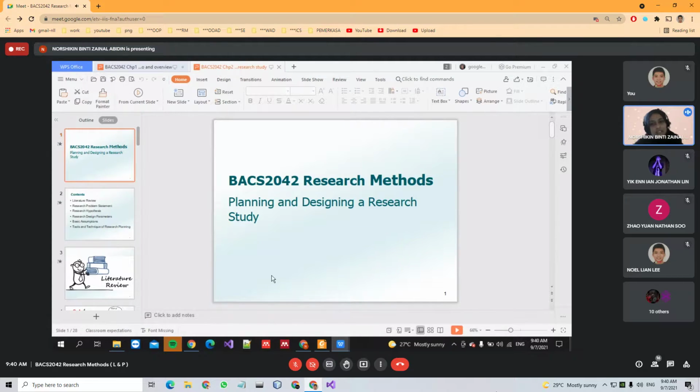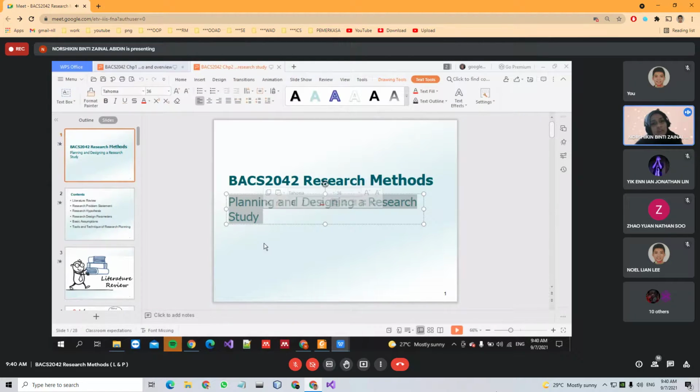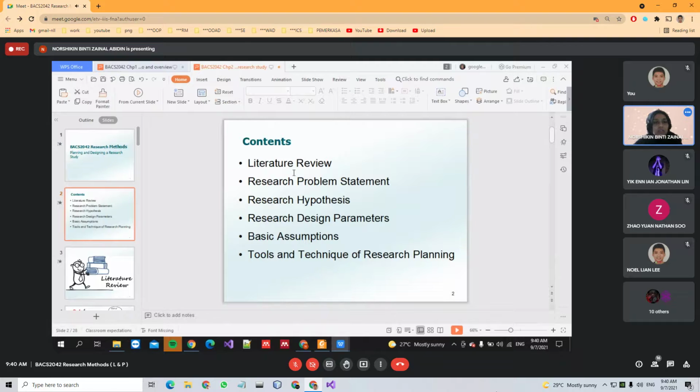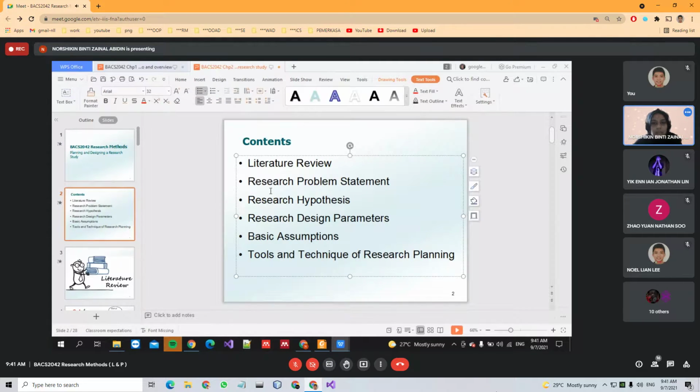Planning and designing is not the first phase of your research, but it is a phase in your research cycle. So, planning and designing a research study. In this chapter, we already covered the LR, problem statement, hypothesis, design, and parameter. So we will go through them in this lecture.